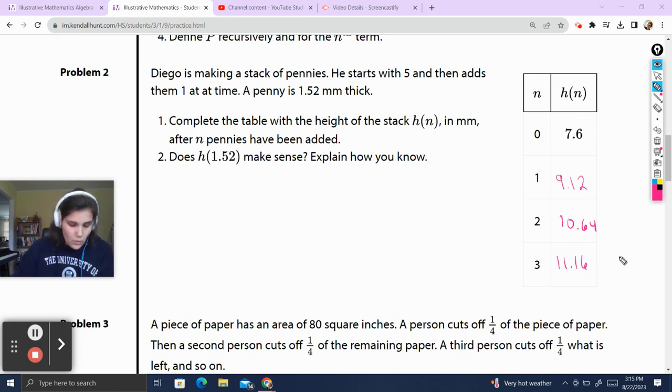Does h of 1.52 make sense? Well, what we're plugging in is the number of pennies. We do not have 1.52 pennies, so no, h of 1.52 does not make sense.